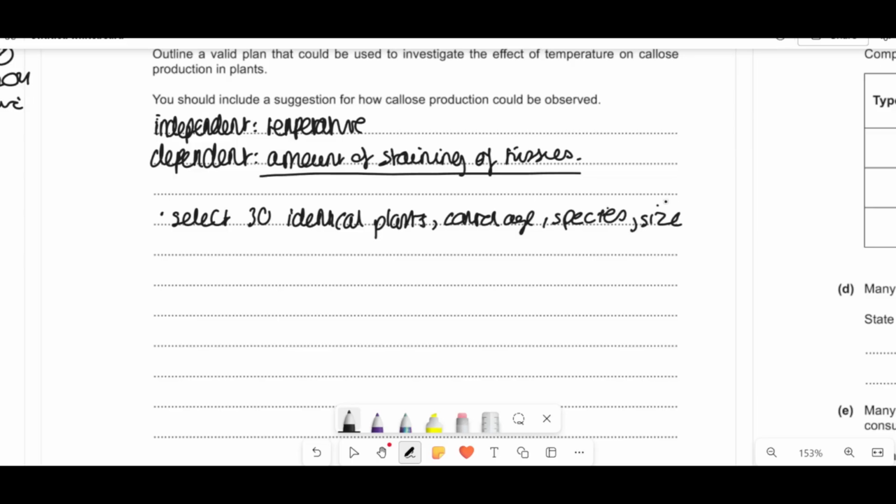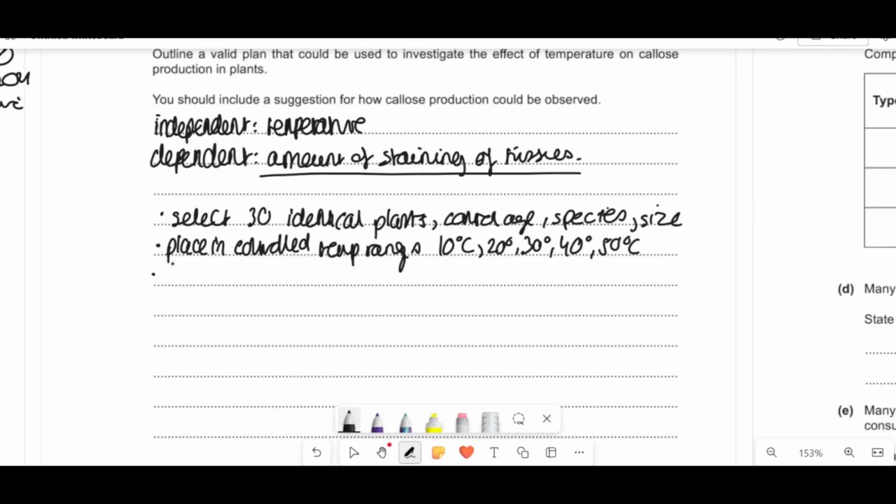Then what I want to do with these is put them in different temperature environments, and we want to check the temperature at different intervals. So place them in controlled temperature ranges, in increments of 10: 10, 20, 30, 40, 50 degrees Celsius. Then so we've got a good enough sample size, we place them in a nice environment.